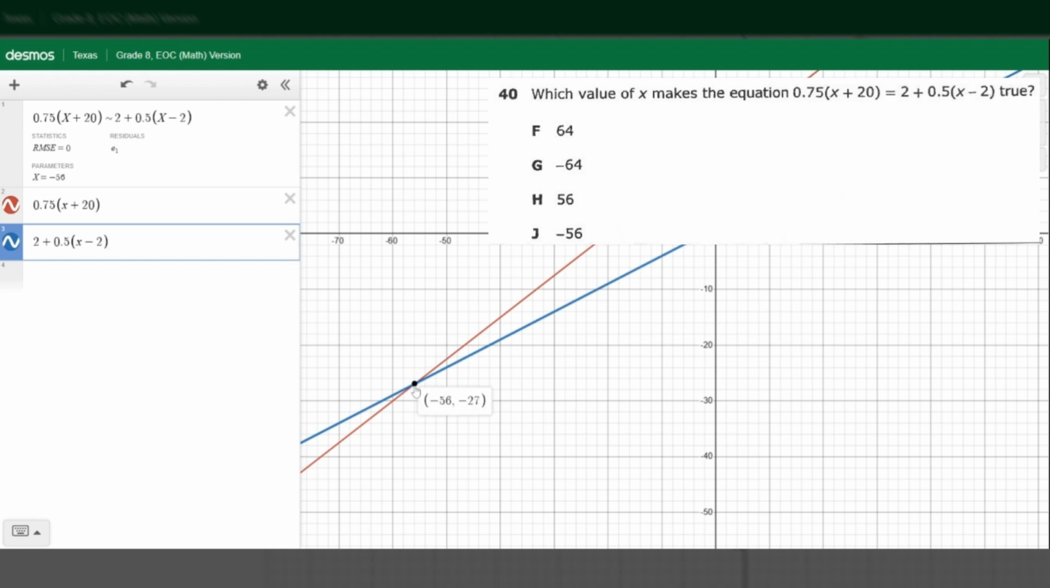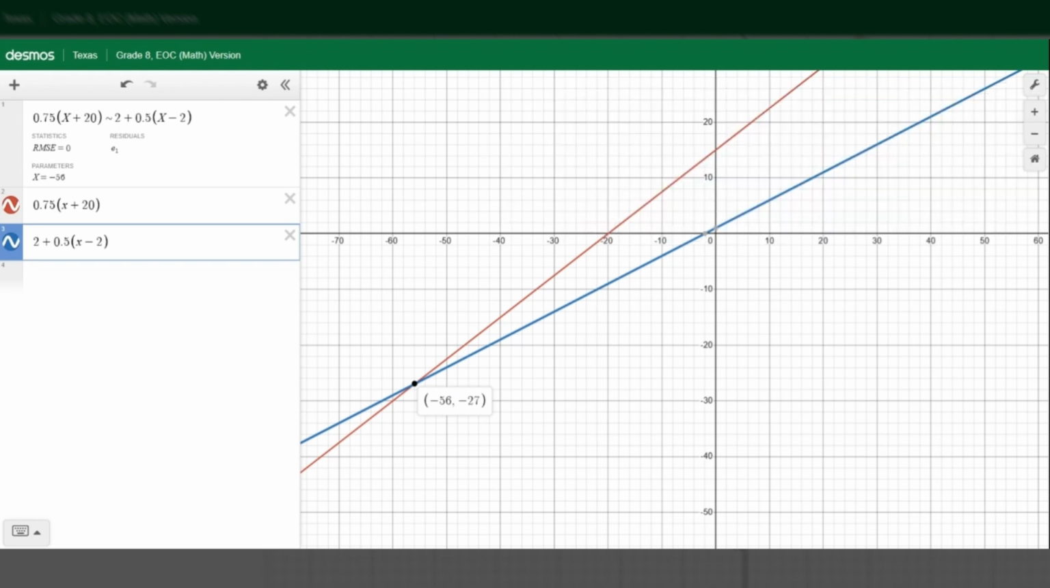So if you notice, our answer in the first one is negative 56. Here, the answer here, remember the ordered pair? The first number is x, the second number is y. So my answer is negative 56. That will be your final answer.